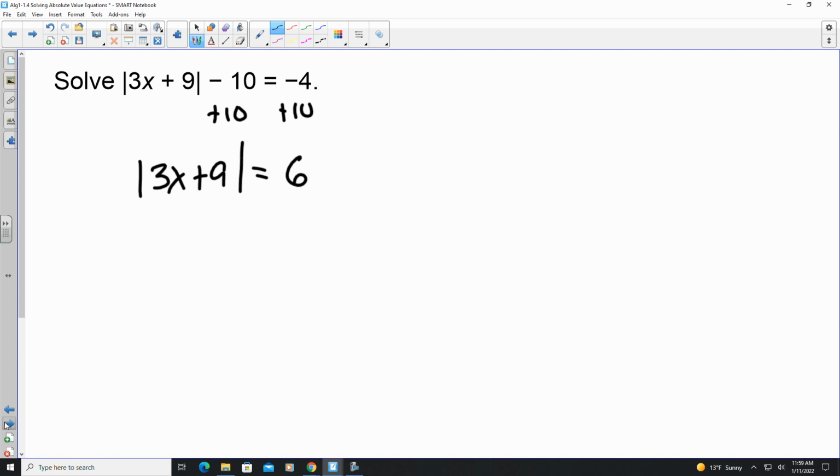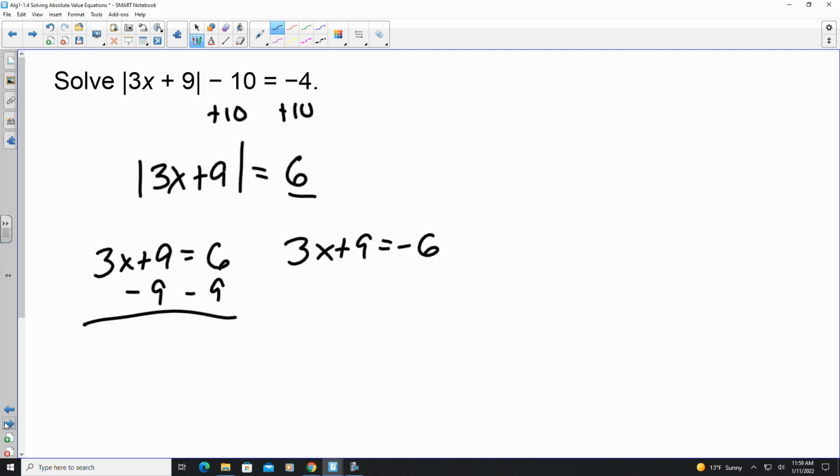Now that I have the absolute value isolated and I have a positive number as its result, I can rewrite this as two separate equations. 3x plus 9 is equal to 6, and also 3x plus 9 will now be equal to -6. Now I take each individual equation and solve for it algebraically, subtracting 9 from both sides. I get 3x is equal to -3, dividing 3 to both sides.